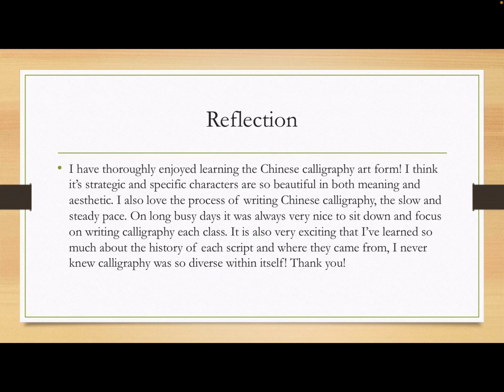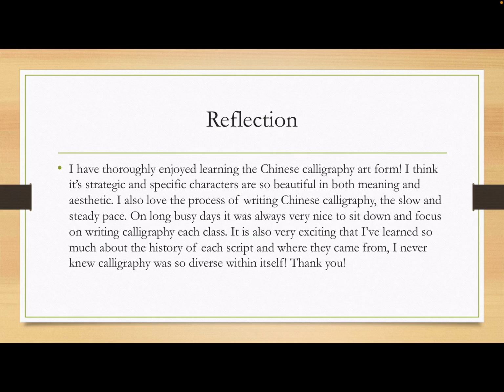I've thoroughly enjoyed learning everything in this class. It's been super exciting. Chinese calligraphy is definitely an art form within itself, and I think the strategic and specific characters are very beautiful in both the meaning and the aesthetic. They're very pretty once you figure out how to write them and get the hang of it. I also love the process of writing the calligraphy. It's a very slow and steady pace. And on super long days when I had a lot to do, it was always really nice to have something to sit down and focus on, writing calligraphy each class.